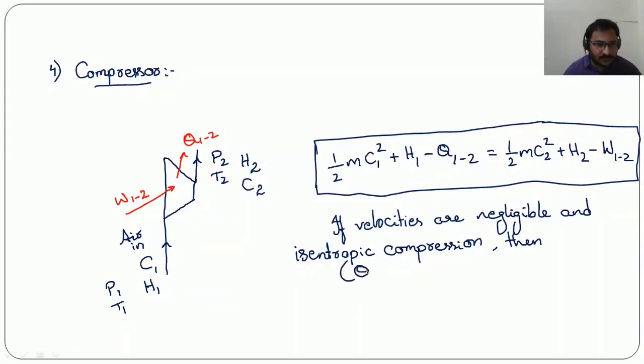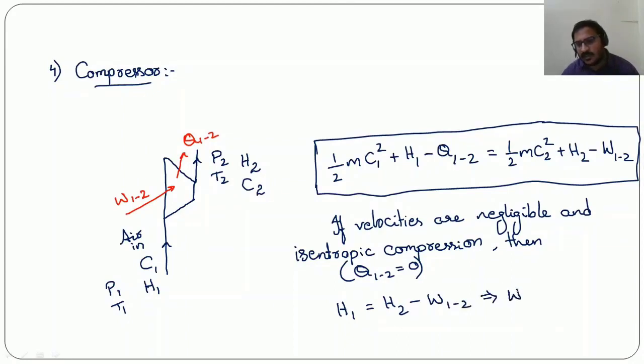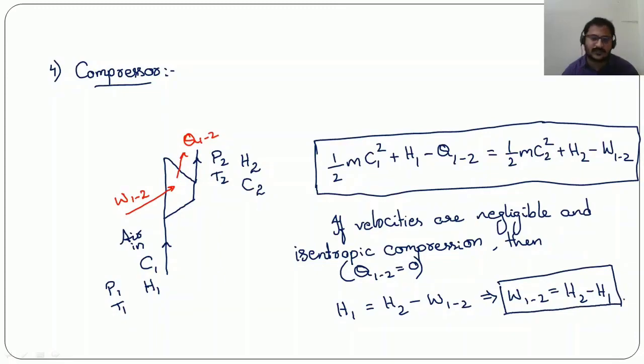isentropic compression means we know that heat transferred will be 0 because it will be insulated. Then this equation will be like this: H1 is equal to H2 minus W12. So from this, work done W12 will be equal to H2 minus H1. So the equation reduces like this. So the next component that we have to consider is a turbine. So whatever the turbine, you take gas turbine or steam turbine, anything. So here this equation will almost remain the same.